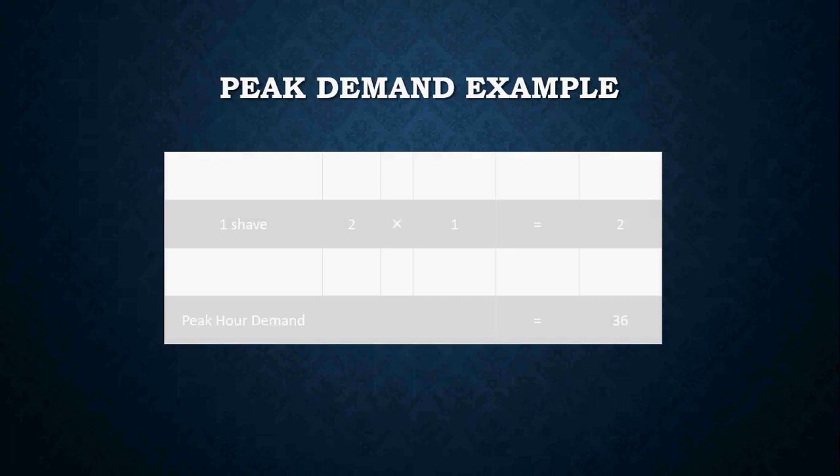Okay, peak demand example. So a guy's shaving, one shave. He's probably going to use around 2 gallons of water. Times that one person, you're going to use roughly maybe 36 gallons of hot water for that old man to shave his beard.